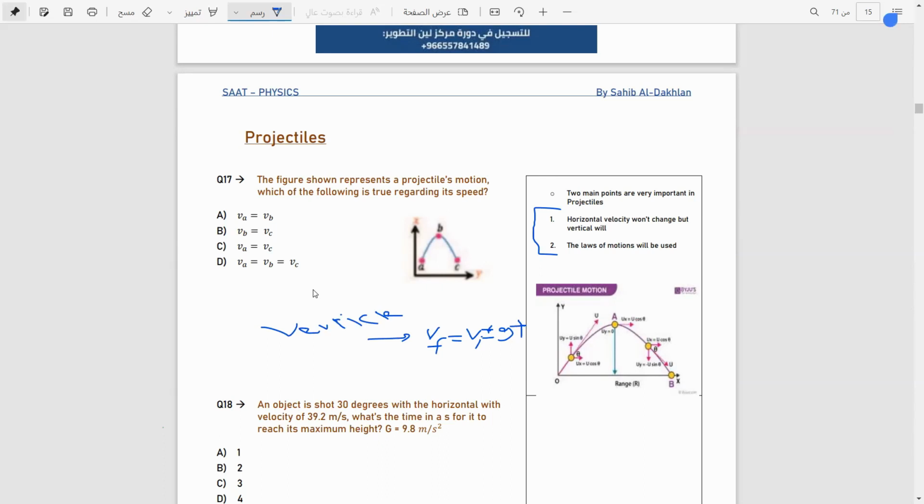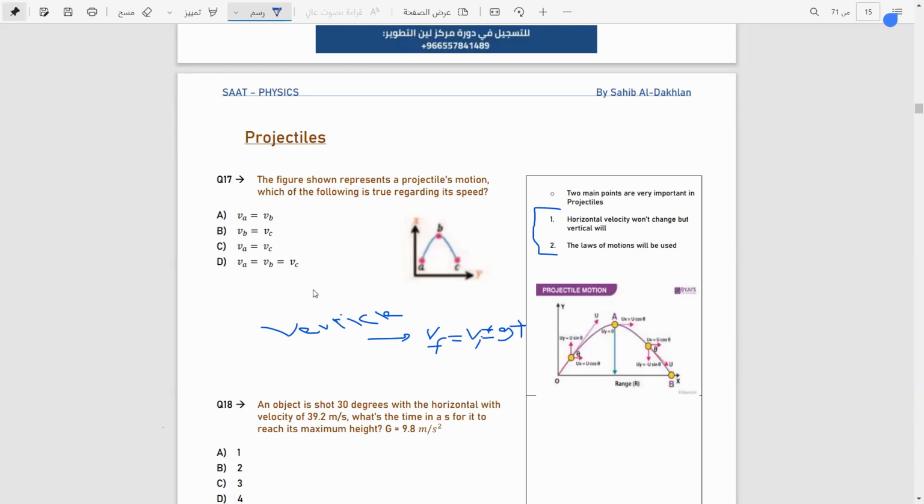Let's go to the question. The figure shown represents a projectile's motion. Which of the following is true regarding its speed? Now I see two answers here from Dawood and Manar. They are saying C. So let's look at A and B.